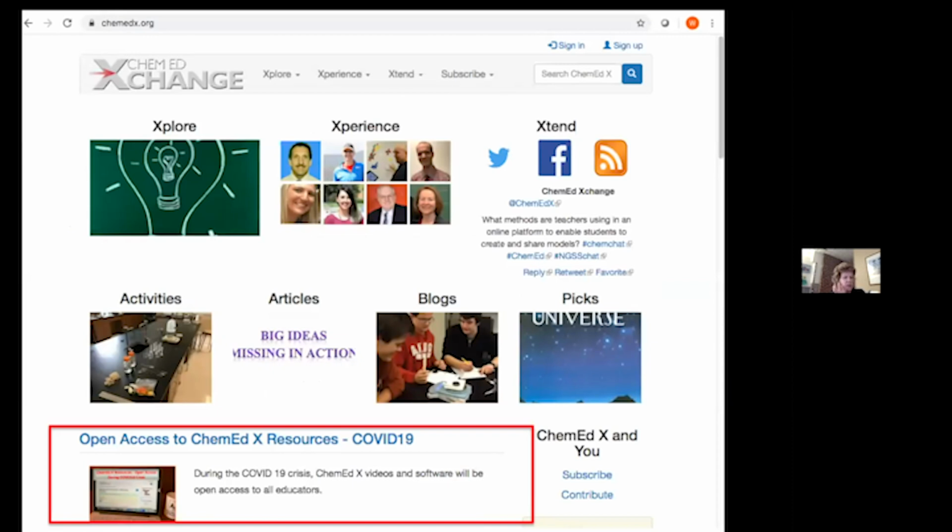I was looking at something called the ChemEd Exchange, and this is just a screenshot of the ChemEd Exchange. The thing I want to share with you straight away about this is they are doing open access to their resources during the COVID-19 crisis. That's what's in the red box at the bottom. I happened to be on that site last summer, and I bumped into something called a claim evidence reasoning sheet. And all of a sudden, this light bulb went on in my head, and I went, this is it. This is it. Oh my gosh.